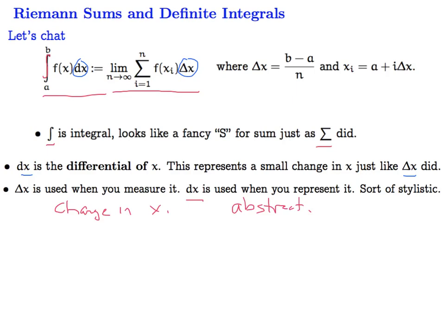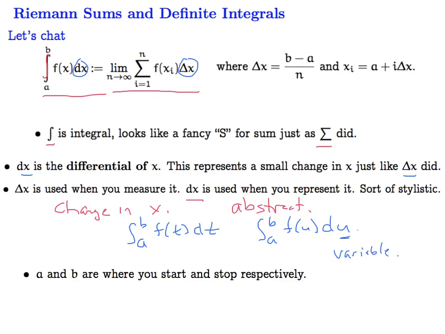Another thing to note is that it doesn't really matter what letter we use. We can say the integral from a to b of f of t dt. This is the same as the integral from a to b of f of u du. Any letter you want to use there just tells you that your variable is going to be u in this case, or whatever it happens to be. And the last thing to note is that a and b are where you start and stop respectively, so they tell you what you feed into the delta x term to get your b minus a over n. They're just going to be your endpoints.